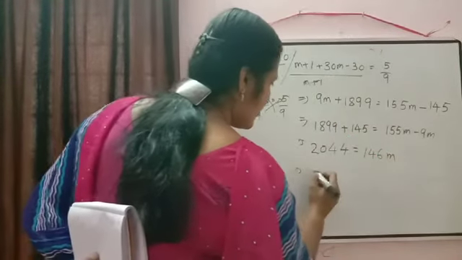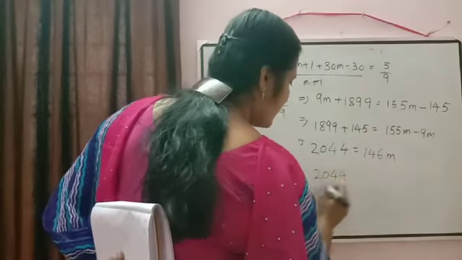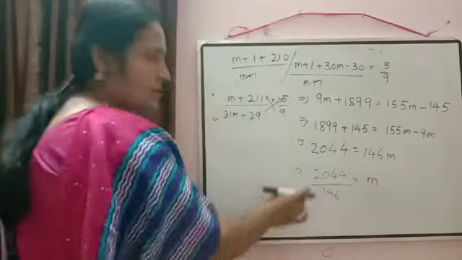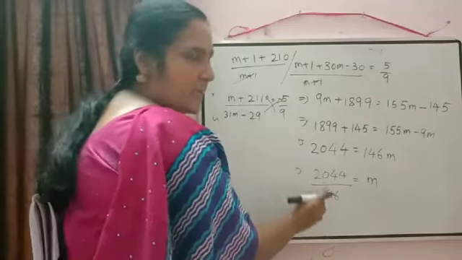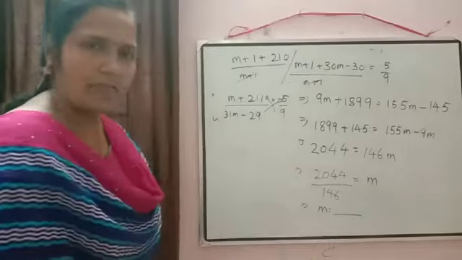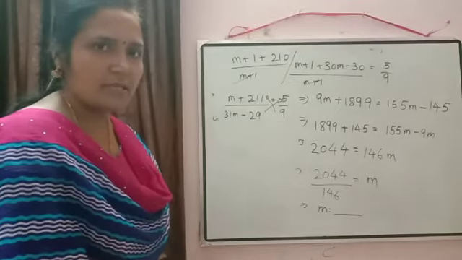146m. So now we can cancel it here. 2044 by 146 is equal to m. So I think division you can do by yourself. Okay, so do the division and write down what will be the value of m. So I think this question is clear.